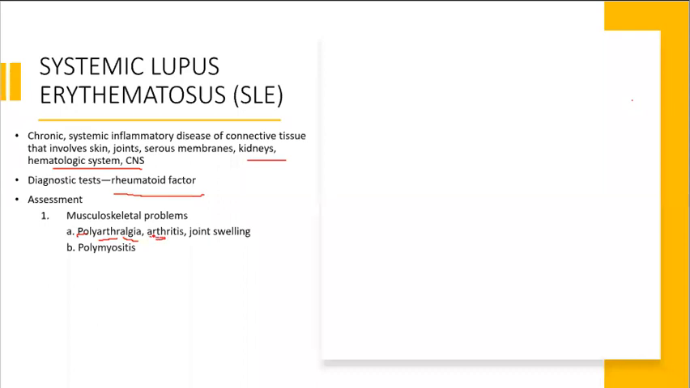Arthritis, arthr again tells me joint. Itis tells me inflammation. So I know this would be inflammation of the joint. And then when there's obvious inflammation, we are obviously going to see joint swelling.